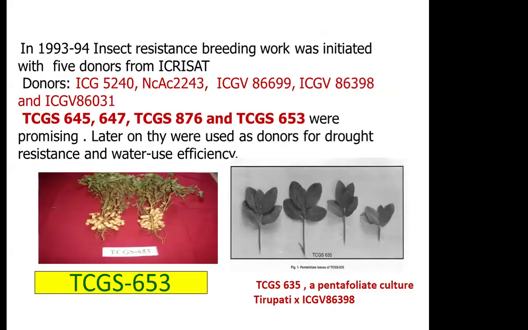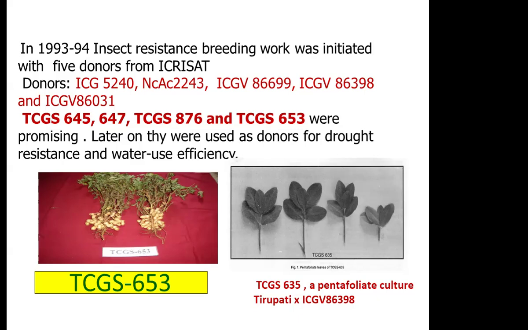Next slide, please. One more in between, we have an insect resistance breeding program. I took this up immediately after coming from my PhD from IARI. And all the donors are from ICRISAT. Though we did not end up with a variety, we got very good bridge lines, I have to say: 645, 647, 876, 653. And one more, TCS 635, identified with a pentafoliate one. It was registered for that also.